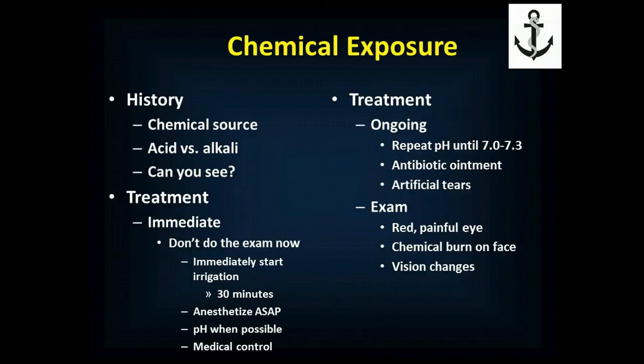After about 30 minutes, you're going to check your pH again. If it's somewhere between 7 and 7.3, you're golden. If it's not, then you continue to irrigate. After that, antibiotic ointment and artificial tears. And at that point, you're going to be able to examine the eye, and they'll have a red, painful eye. You may see chemical burns on the face, and they may have vision changes. And if there's any significant injury, you will need to evacuate them.